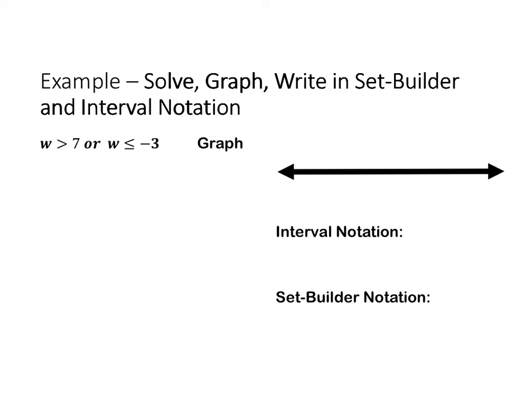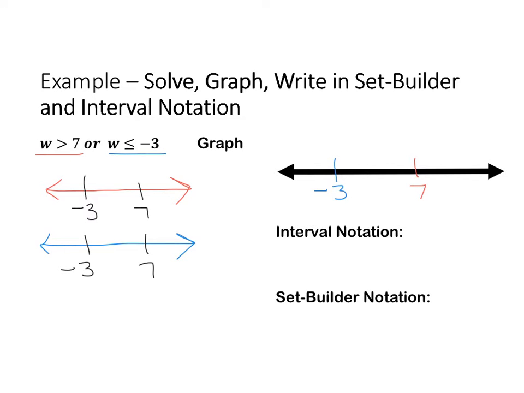We're going to begin our first example of an OR compound inequality, and I'm going to start out with the basics. We already have a compound inequality that's already solved: W is greater than 7 or W is less than or equal to -3. And we're going to begin with graphing.